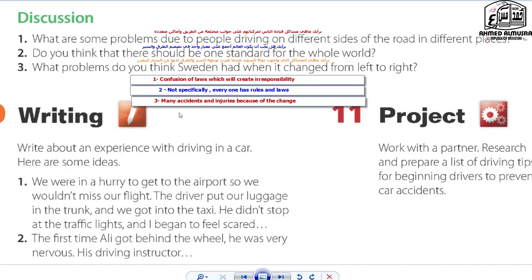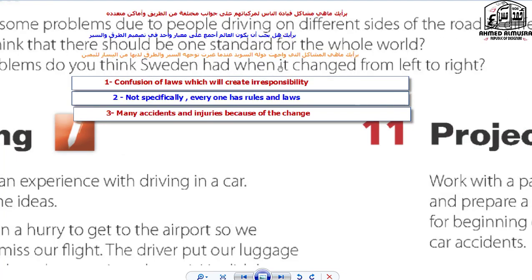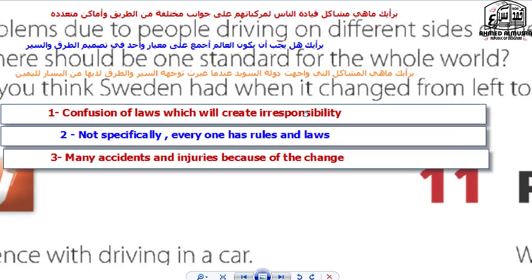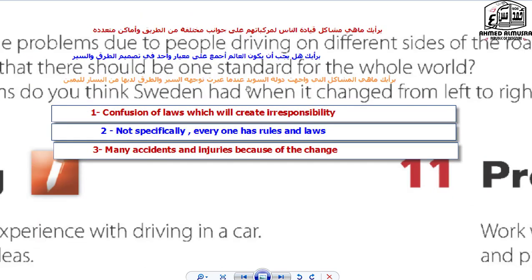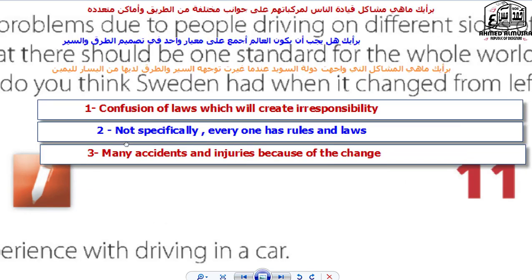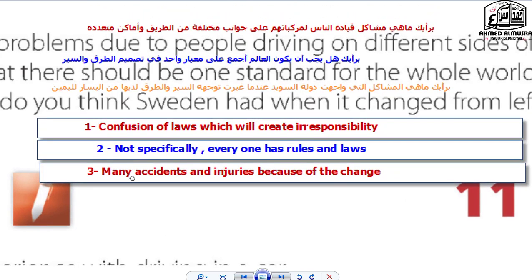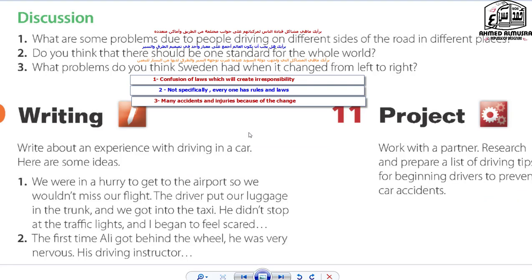Okay, number 3. What problems do you think Sweden had when it changed from left to right? Many accidents and injuries because of the change. Okay, so that's simple. So I'm going to zoom this out just to watch those questions clearly. So this is question number 1, this is question number 2, and this is question number 3. So that's it in simple.